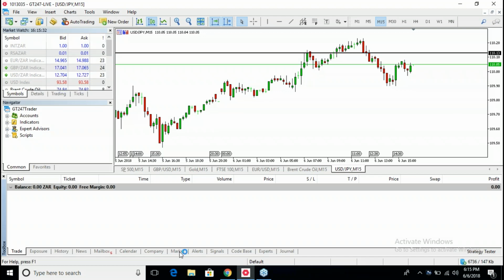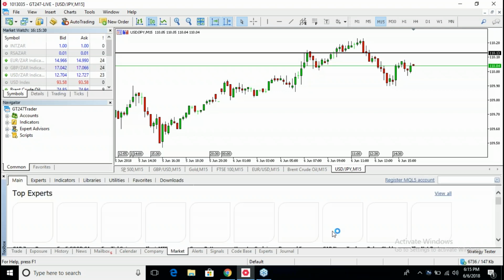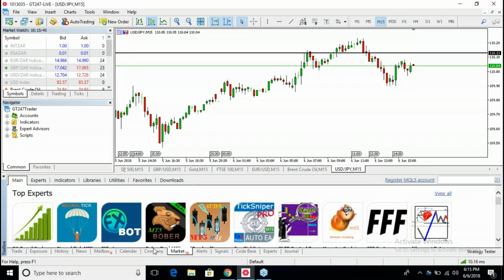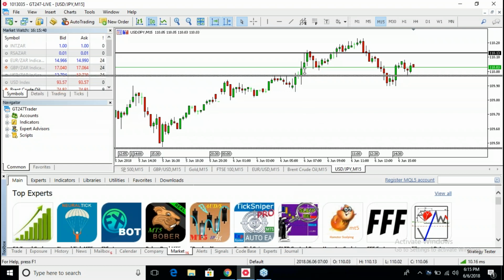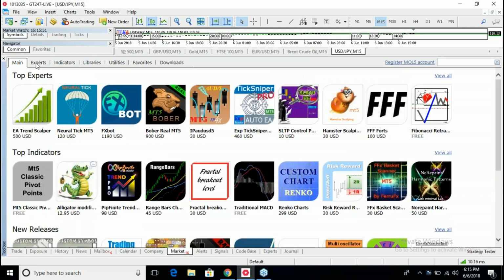Under the toolbox section, there is a markets tab. Under the markets tab, it gives you access to what we call the MQL5 marketplace. If you click on that, this window would pop up. As you can see, there are different tabs, namely main, experts, indicators, libraries, utilities, favorites, and downloads. You also have on the right-hand side a place to register MQL5 accounts. If you haven't done that, I would advise you to do so because that's where you would get access to their forums and also access to buy the Expert Advisors or indicators if you choose to do so.